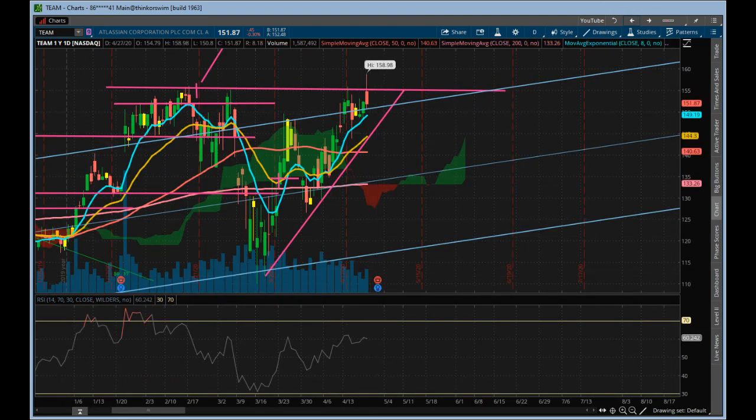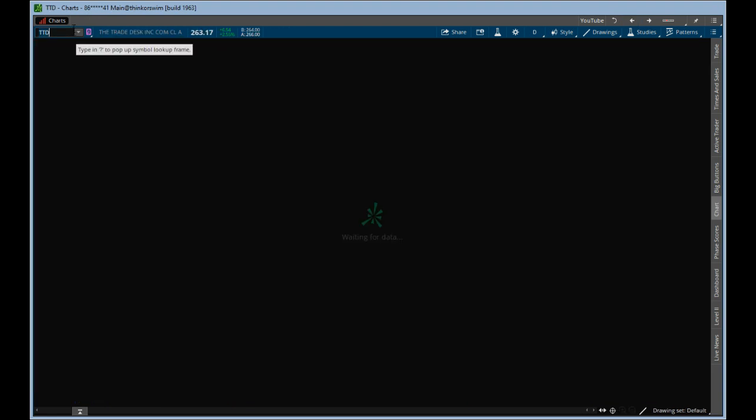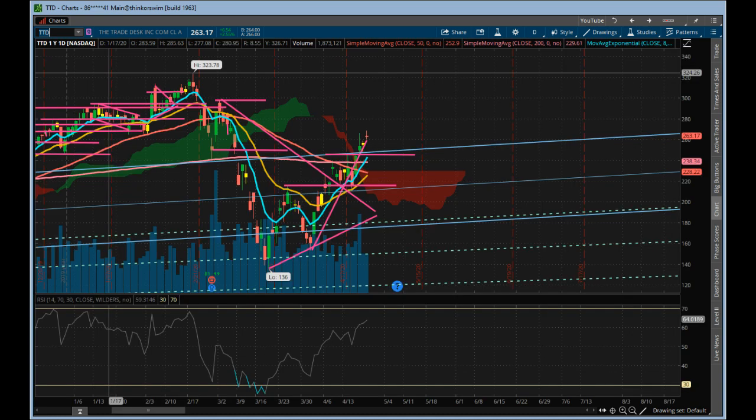And then TTD. Yeah, TTD, I think it's one to keep on the radar. We had an inside day up today. Let's see if that can get any strength. I think it's looking pretty good. So just see if we can get any follow through. I like the gap up off the inside day.